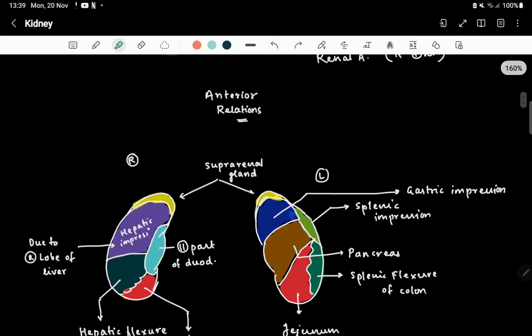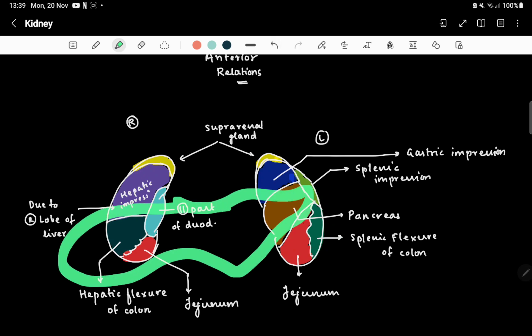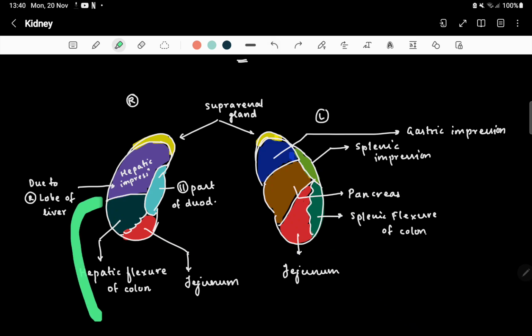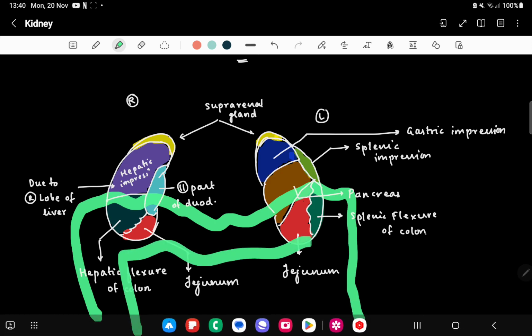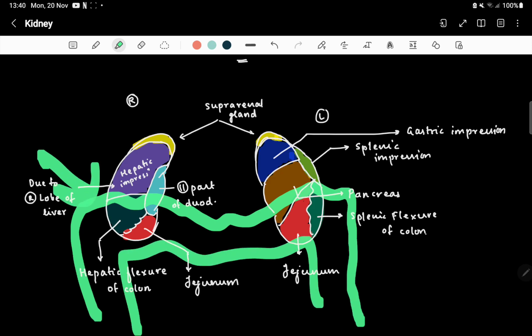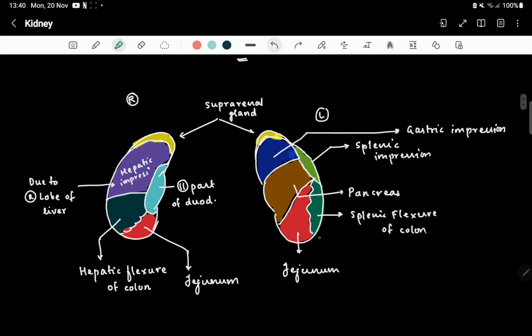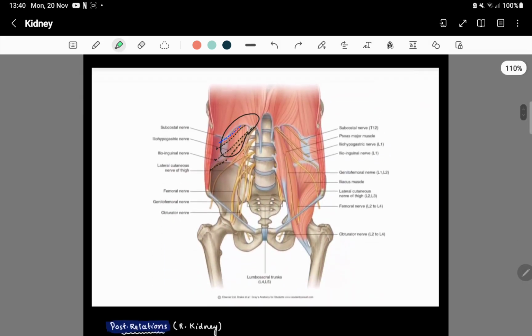The spleen must be present like this, and there is an impression for the pancreas. And the splenic flexure of the colon: the colon just goes like this. This turn is called the hepatic flexure, and this part is called the splenic flexure. This is the splenic flexure of the colon, and the jejunum, obviously. These are the anterior relations of the left and the right kidney.